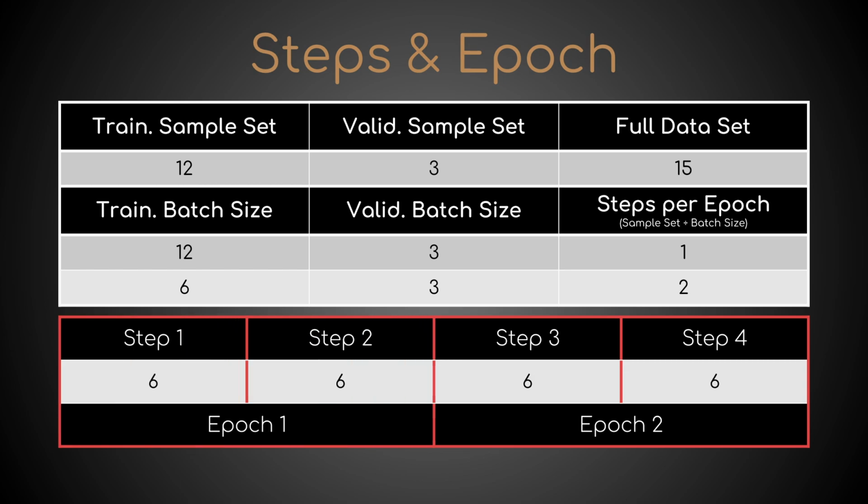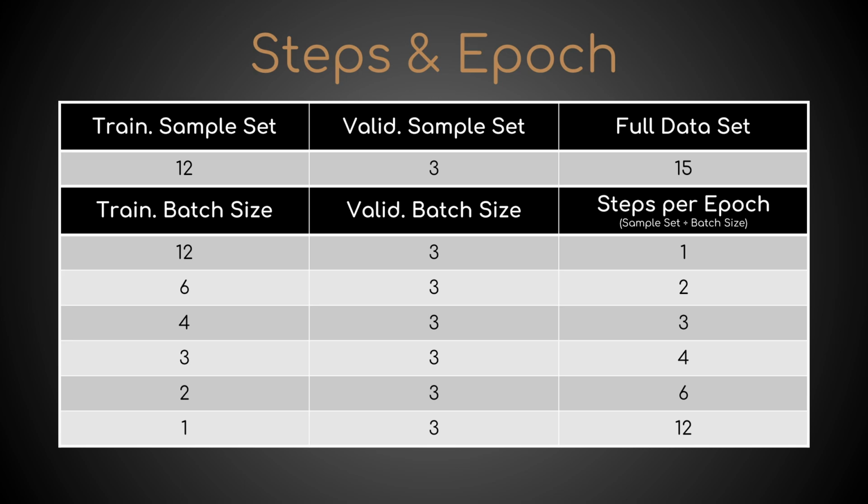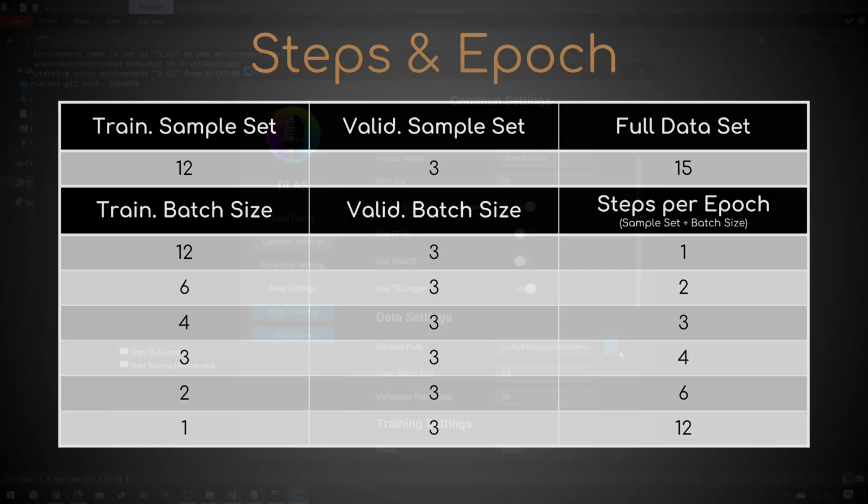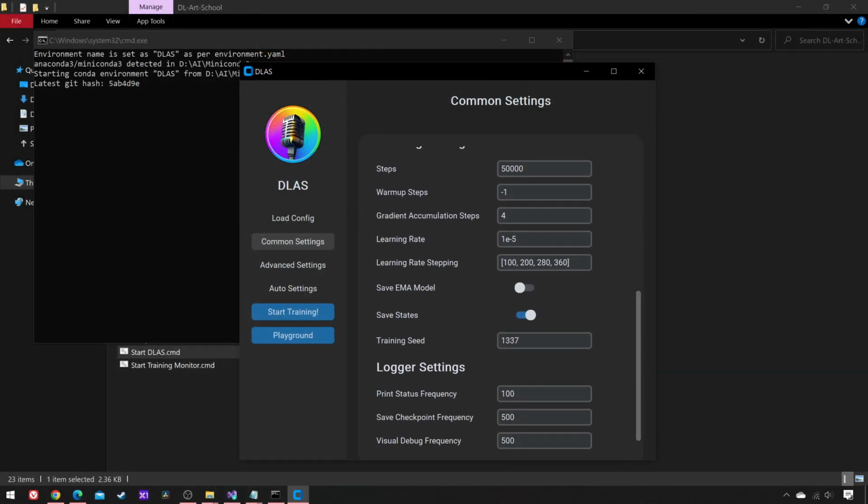Bearing these definitions in mind, it becomes clear that the number of steps required to reach an epoch is 2, in this instance. If instead I had picked 4 as the train batch size, steps per epoch would have been 3, or 4 if I had chosen 3, and so on. You get the idea. Okay, but how do you decide whether and by how much to equally divide the training sample? It all depends on the amount of VRAM available on your graphics card, so all you can do is try. That said, let's now move on to the number of steps.